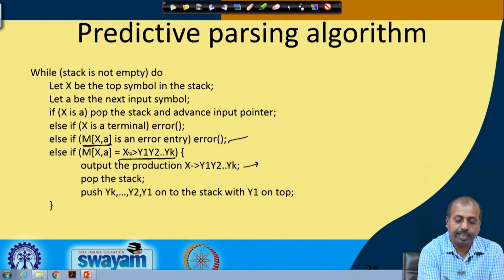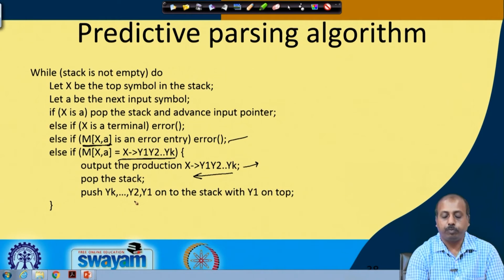We will pop out x from the stack, and these symbols are put into the stack in reverse order. So, yk, then yk minus 1, down to y2, so that they are pushed in such a way that y1 is on the top of the stack.